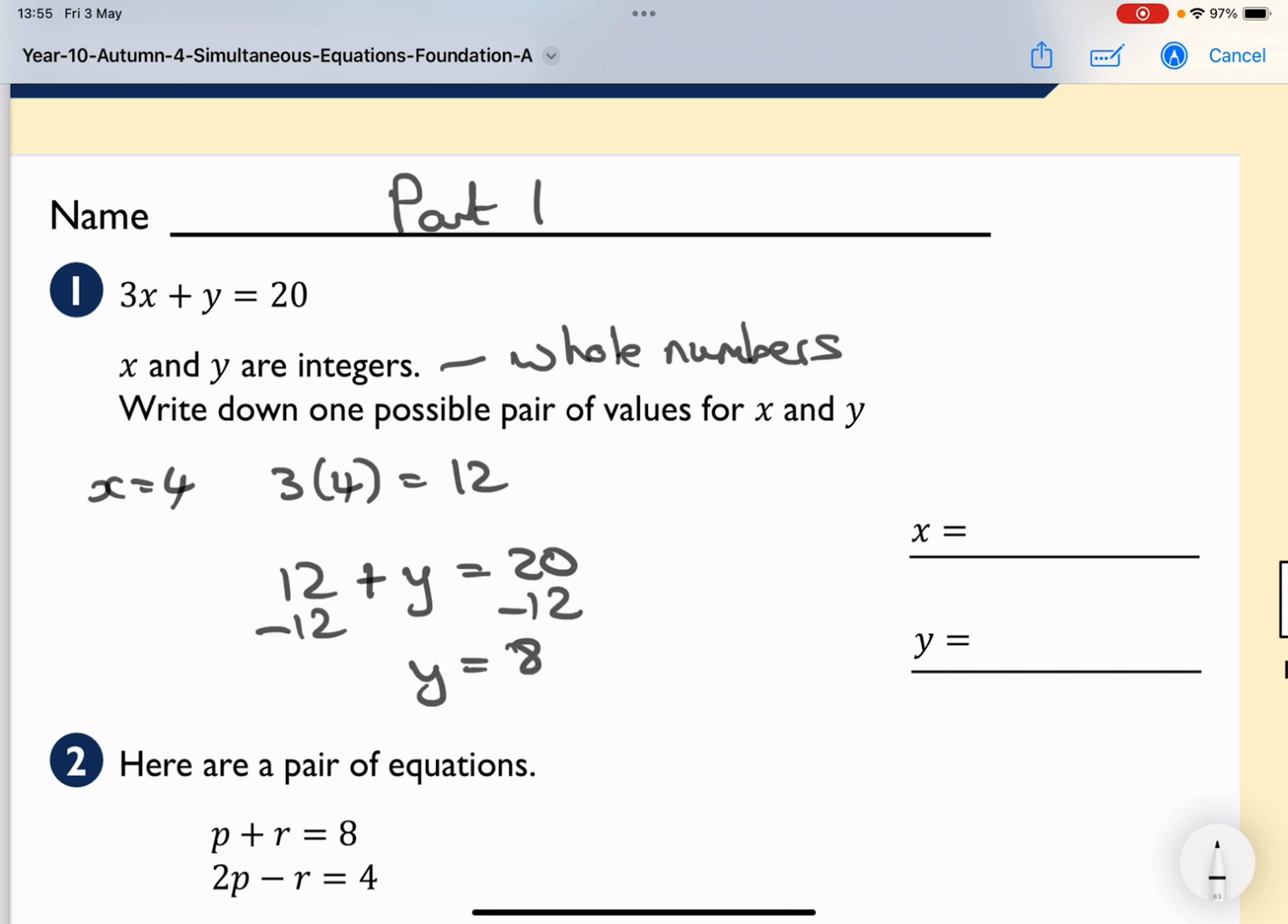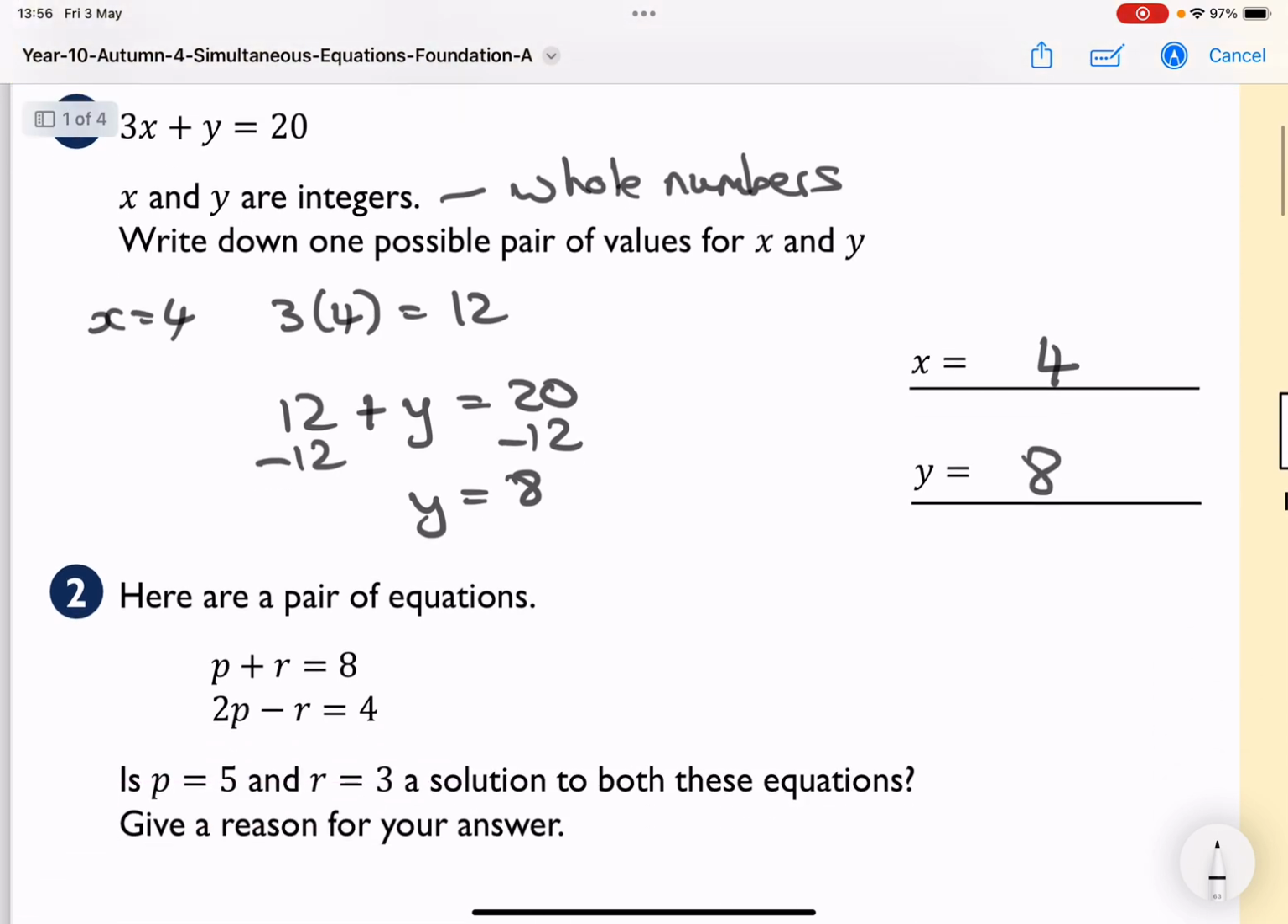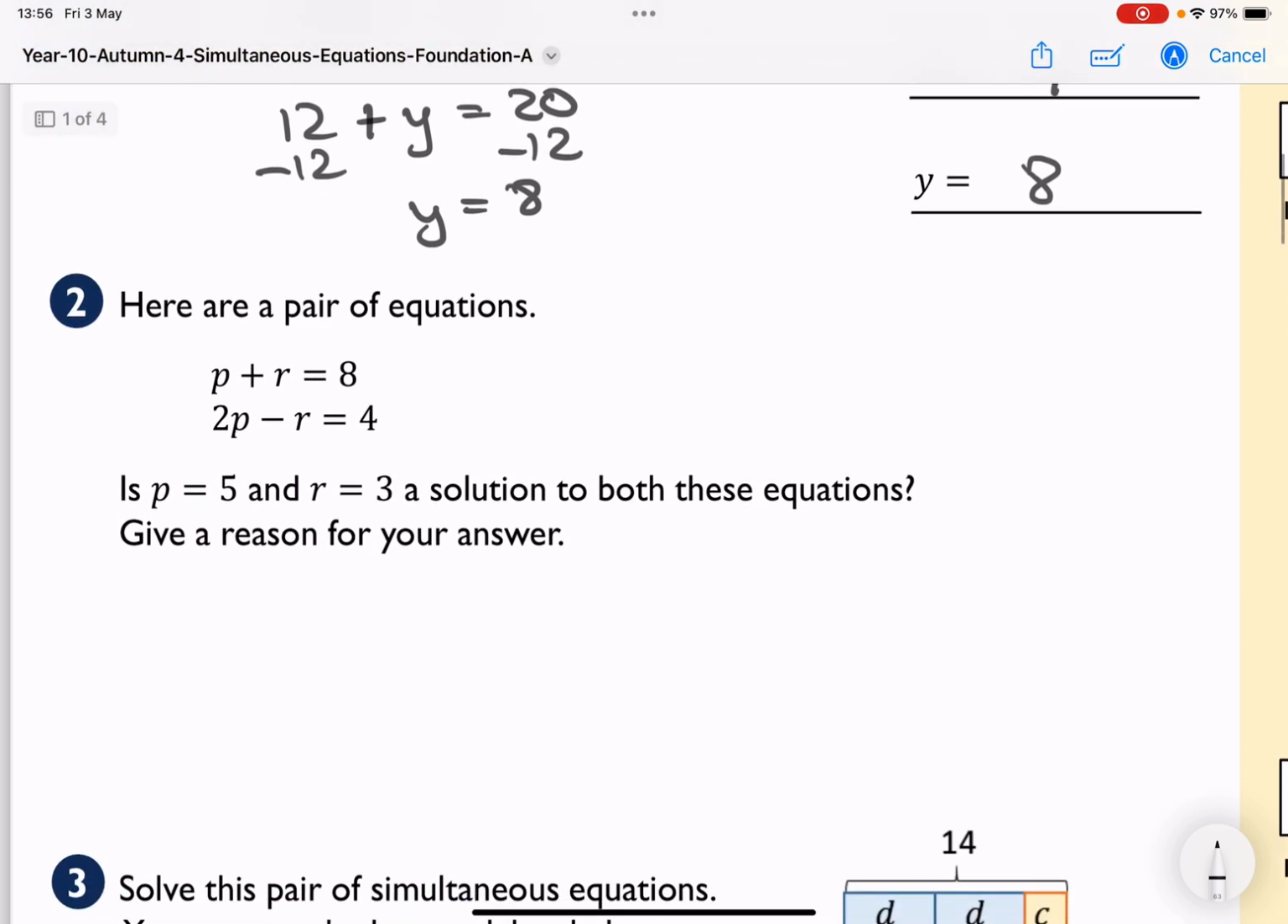And of course, 12 plus 8 equals 20. So I had 3 lots of 4. So x was 4 and y was 8. So here are a pair of equations. P plus r equals 8 and 2p minus r equals 4. Is p equals 5 and r equals 3 a solution to both these equations? Give a reason for your answer.